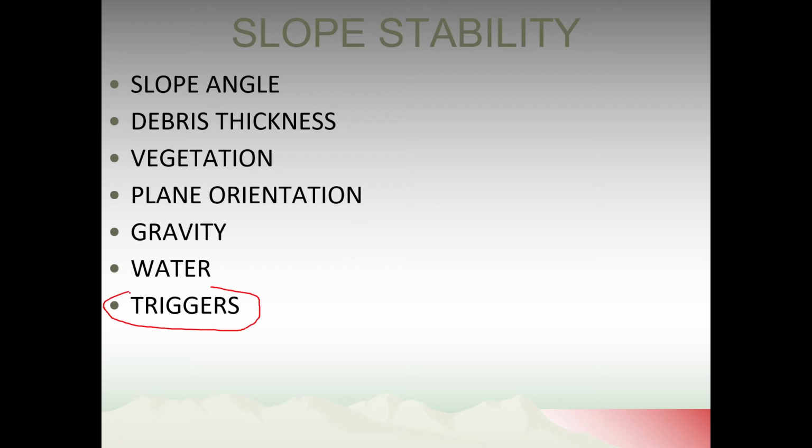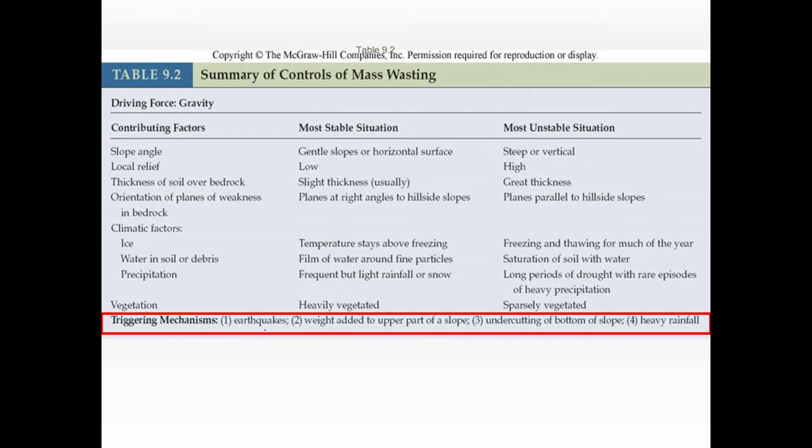So what can trigger these events? So, triggering mechanisms. We've got earthquakes, just kind of obvious. You shake things around a little bit, and you can get mass wasting events. You add too much weight to the top of your slope, that can trigger an event. You undercut on the bottom, you cut things away like with a road or something, that can cause it to go. Heavy rainfall, which increases the mass of the material on the slope, and so that can cause instability as well.